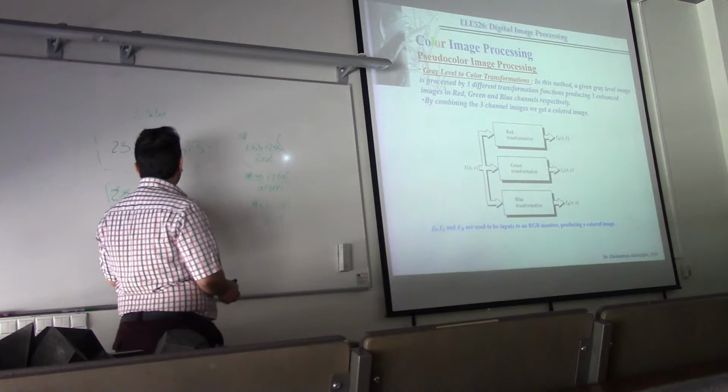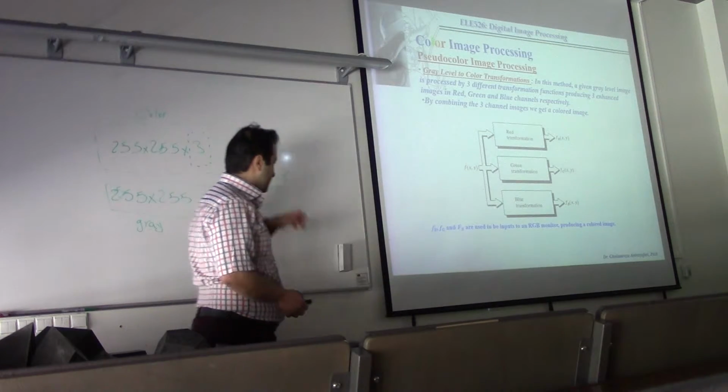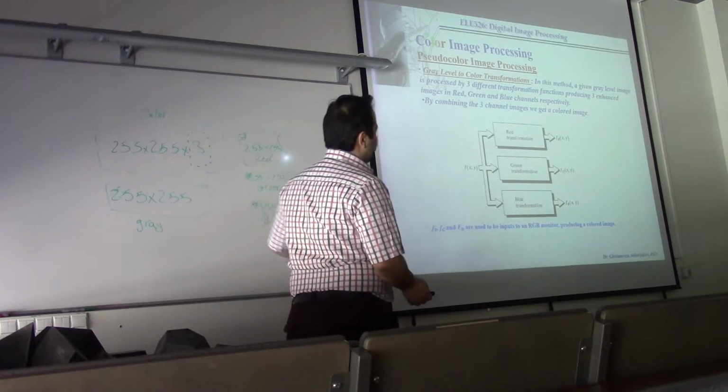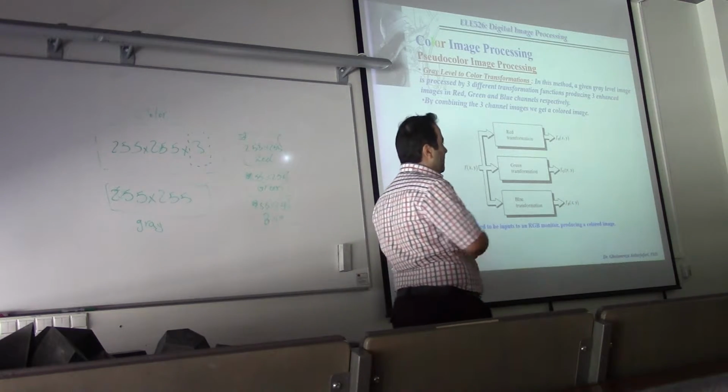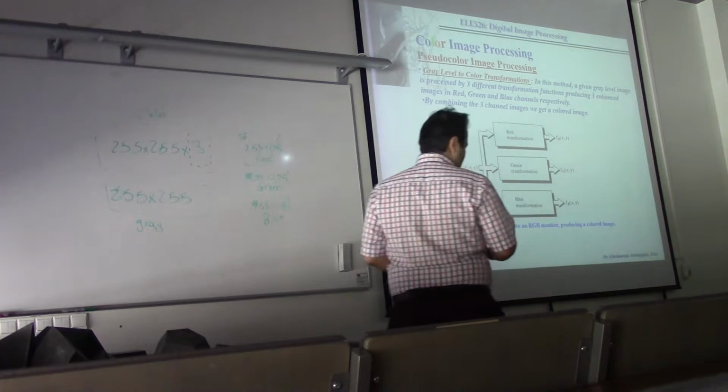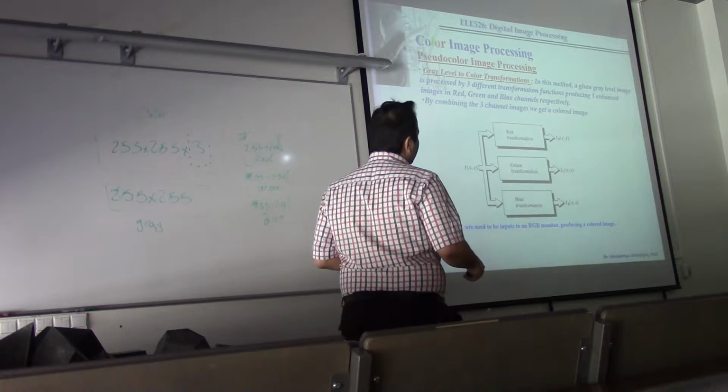But when we want to find the color image, we have to use some transformation function. For example, the function that we use in the pseudo color technique that we talked about.